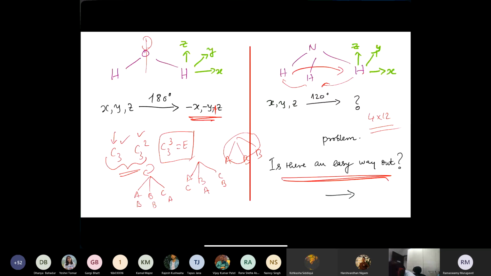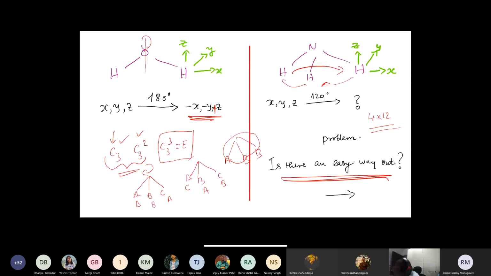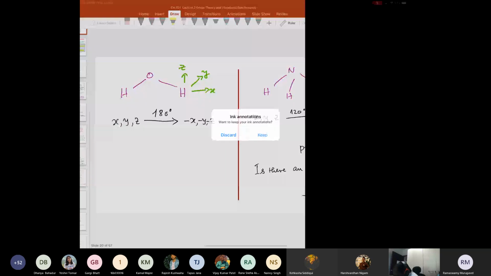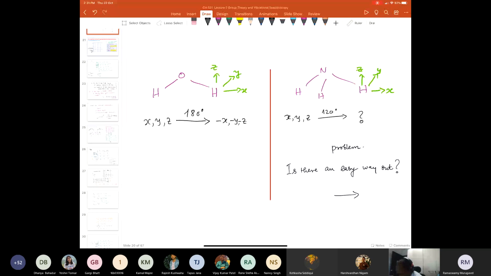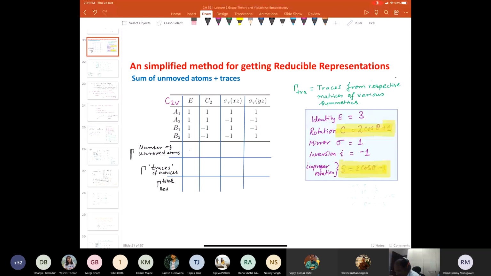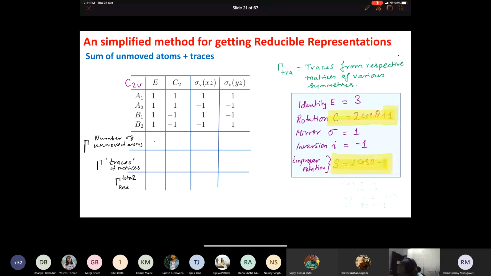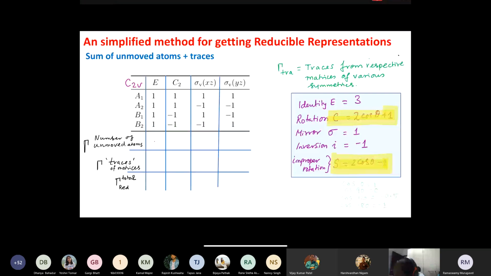Okay, so now what you have here is a problem with this related to trigonometry. What I'm going to do in the next slide is introduce a simplified and easy way to do this. Okay, so I'm going to use what is called the sum of unmoved atoms plus traces from the corresponding matrices approach. Don't get scared by this statement.